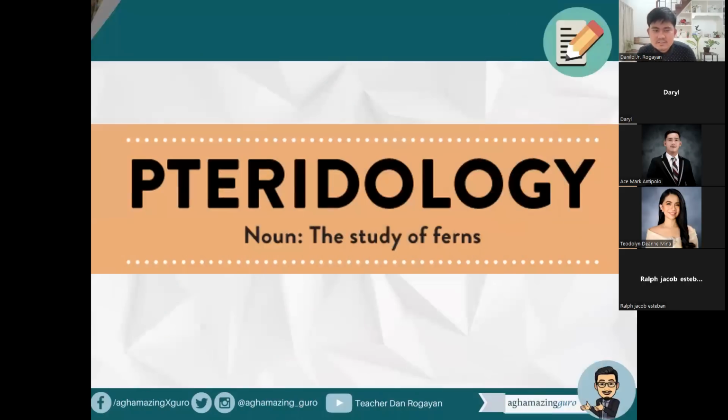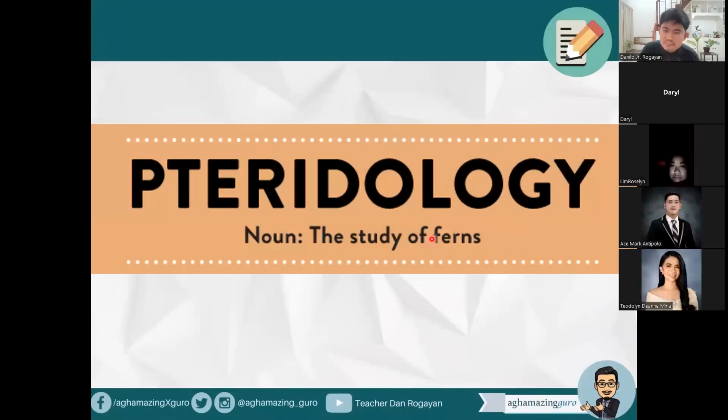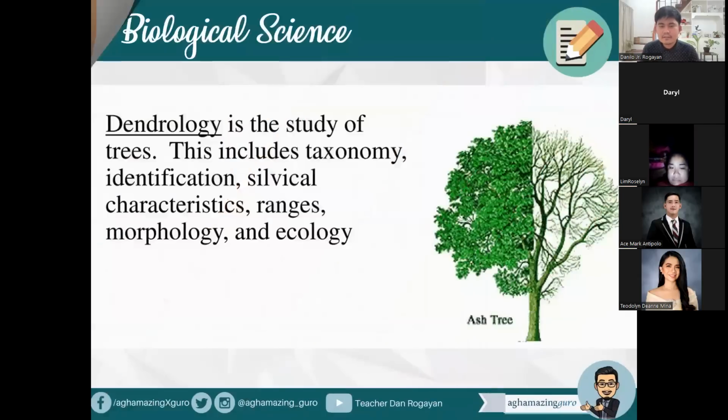Okay, so next. Pteridology is the study of ferns. If botany is the general term for the study of plants, we have specific branches like the study of ferns, pteridology, from pteridophyta. Remember ferns? Pteridophytes. Dendrology, which we mentioned earlier, is the study of trees. This includes their taxonomy, identification, physical characteristics, ranges, morphology, and ecology.